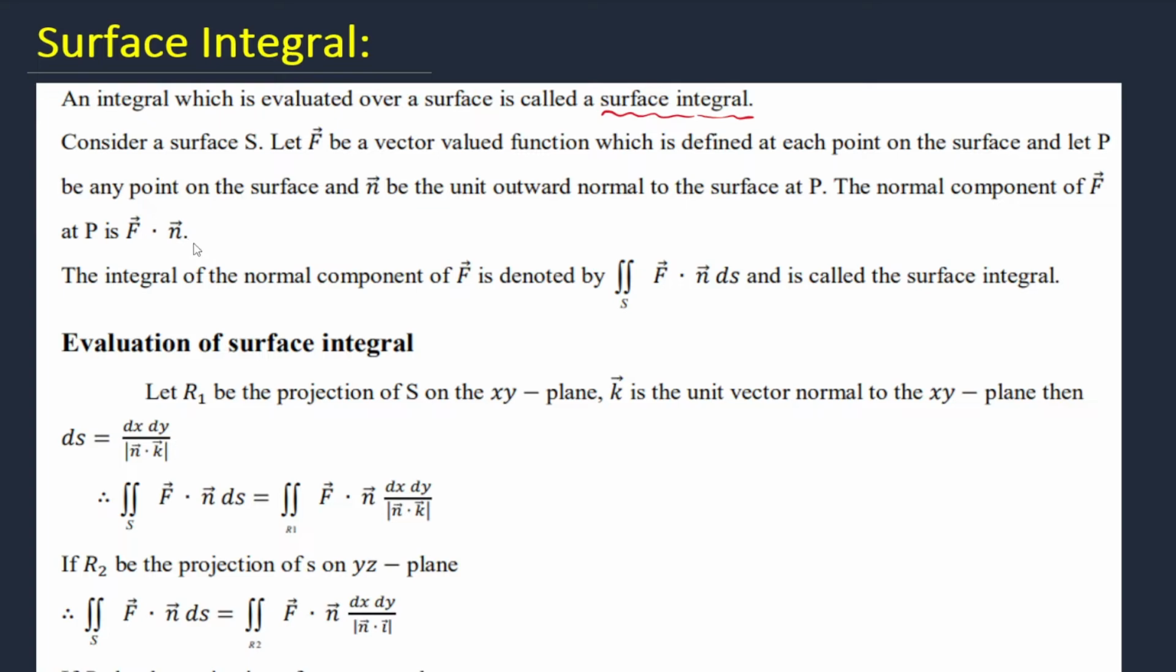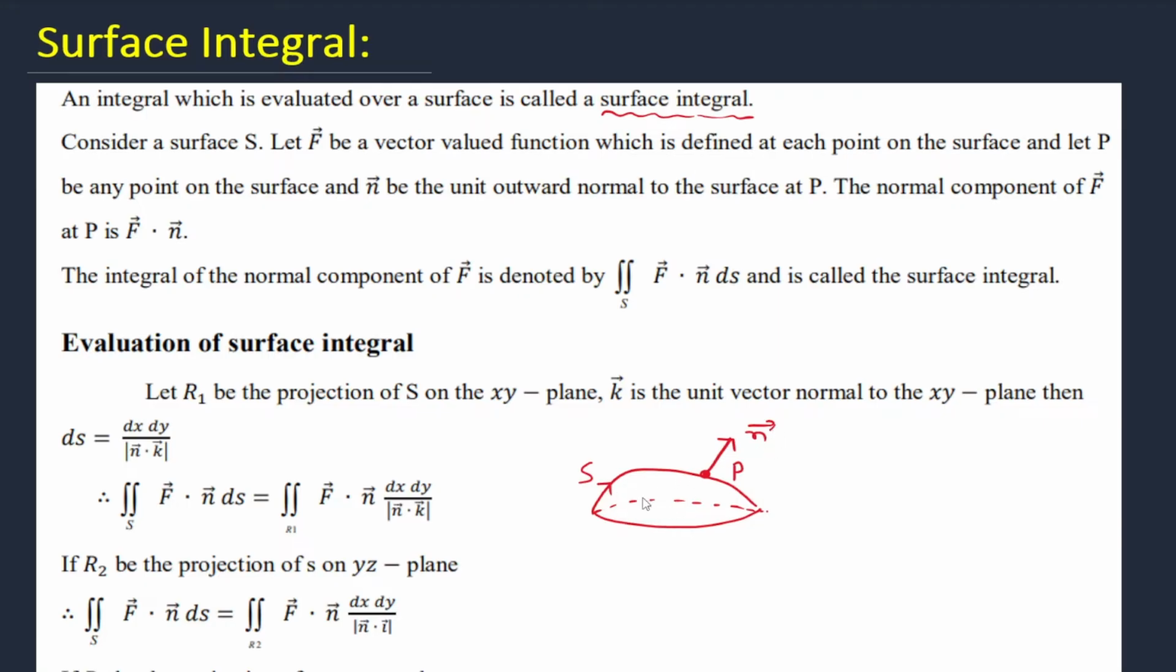Now let us consider a surface S. If we draw a surface, suppose this is one surface S. The name of the surface is S, and let F bar be a vector valued function which is defined at each point on the surface. So at each point on the surface the vector valued function is F bar. After that, let us take a point P, and if we draw one outward drawn normal on the surface S at the point P, let it be denoted by N bar, or you can write n cap also.